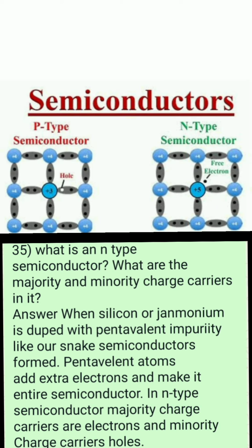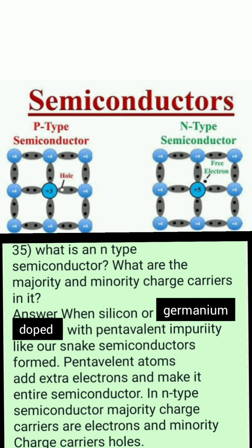36. What is an N-type semiconductor? What are the majority and minority charge carriers in it? Answer: When silicon or germanium is doped with a pentavalent impurity like arsenic, an N-type semiconductor is formed. Pentavalent atoms add extra electrons and make it an N-type semiconductor. In an N-type semiconductor, majority charge carriers are electrons and minority charge carriers are holes.